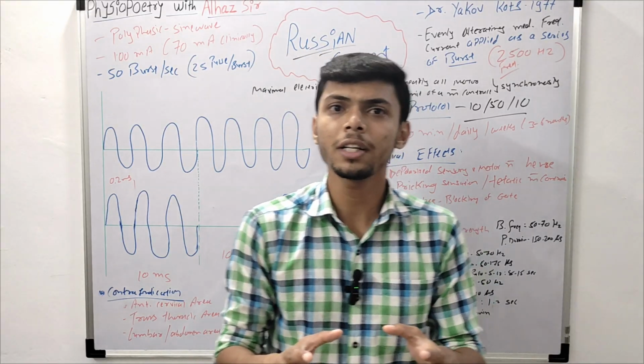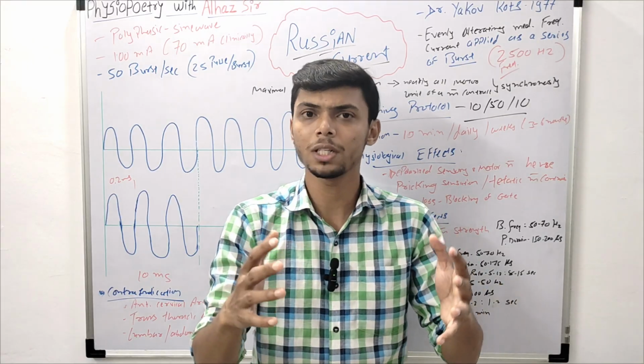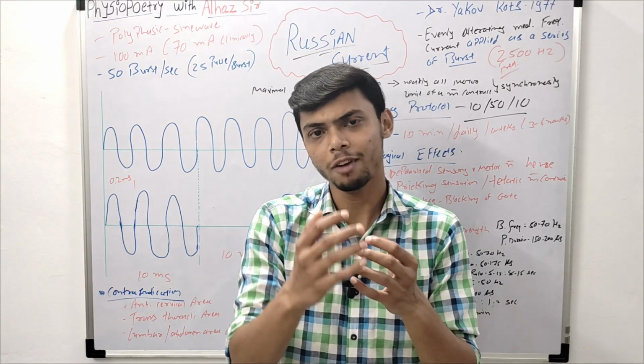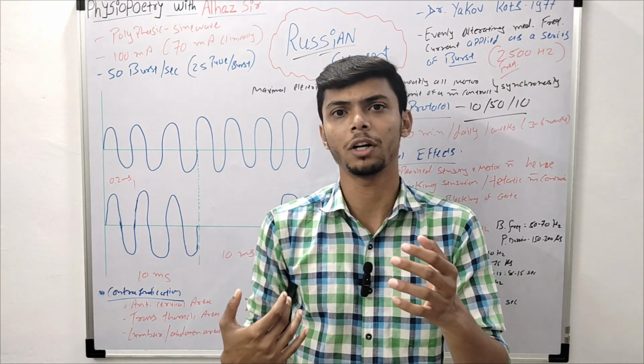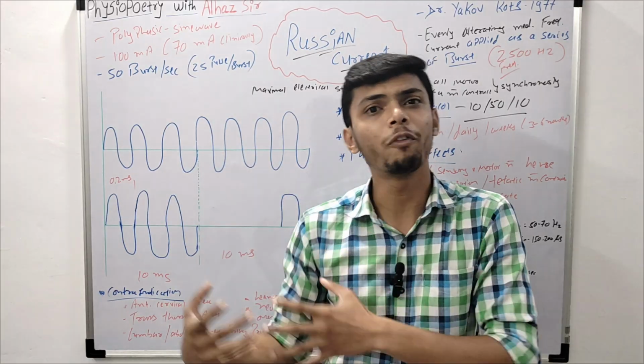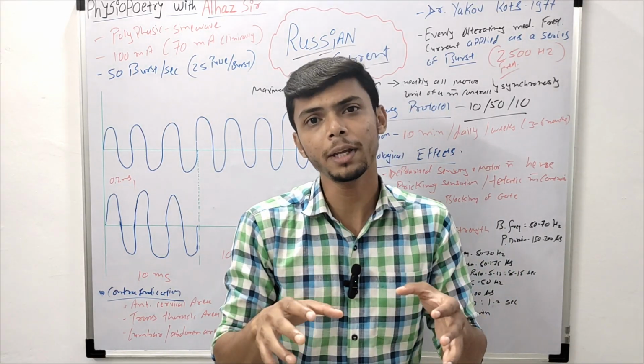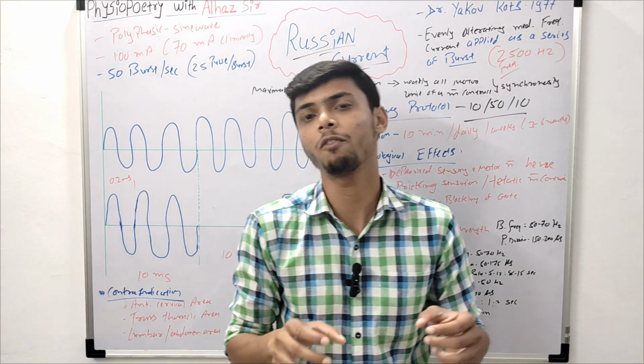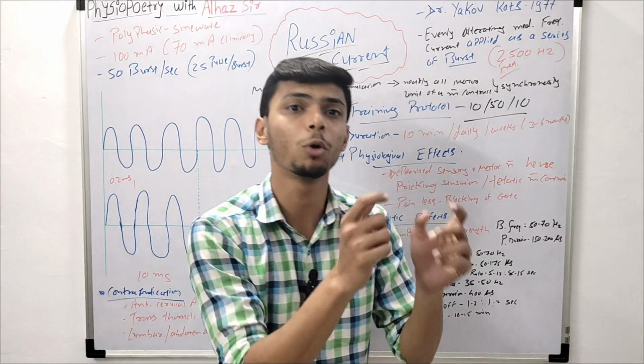तो रशियन करंट क्या करता है? चूंकि इसके पास मीडियम फ्रीक्वेंसी करंट है, थोड़ा सा हाई फ्रीक्वेंसी है from the conventional, conservative low frequency currents that we use. सो इसमें क्या होता है, this medium frequency current will be applying on the motor unit.